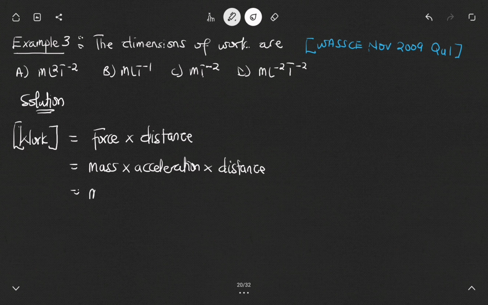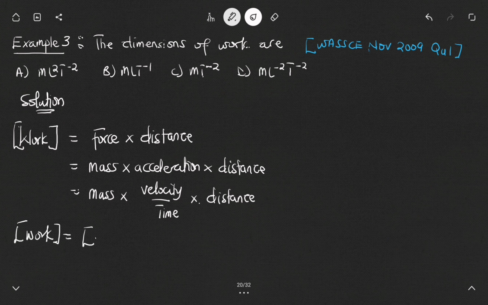If you don't, you can still further break it down as mass. Then acceleration is what? Velocity over time. Then multiplied by distance. Now, as at this point, you should know that the dimension for velocity is LT^-1. So you should be able to apply it straight ahead from here. So I will not break it further down. I'll just continue from here and apply the dimension to all of them. It means the dimension of mass multiplied by the dimension of velocity on the dimension of time, then multiplied by the dimension of distance.